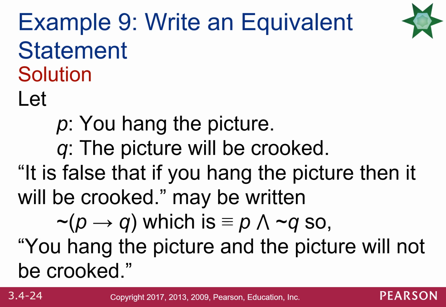So now we have to write the symbolic representation in words of the compound statement. So we write it as you hang the picture and the picture will not be crooked. All right, so you just have to translate the conjunction statement that you came up with and write it with the "and." So it should say P represents you hang the picture, then the "and" followed by the picture will not be crooked. All right.